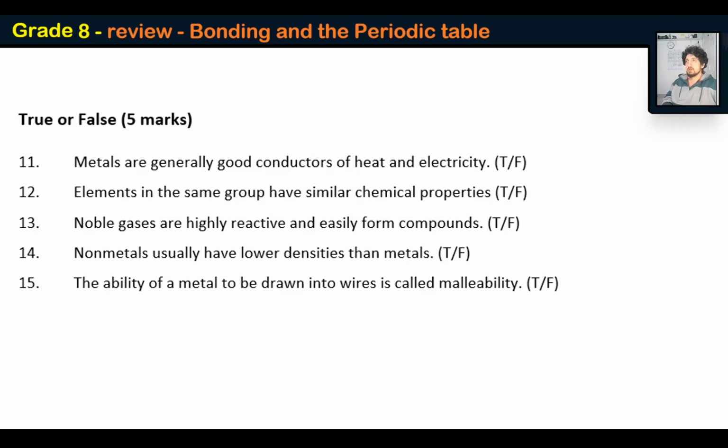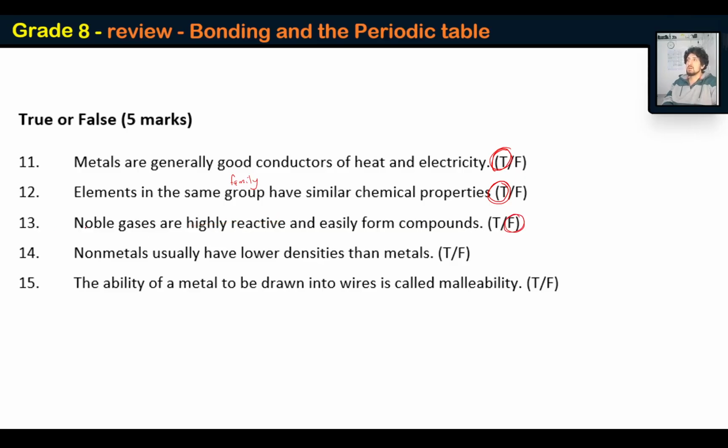Metals are generally good conductors of heat and electricity. Absolutely, that is true. Metals are good conductors of heat and electricity. Elements in the same group have similar chemical properties. That is also true. Same group, same family, same column. So remember, group is also known as family or column. Noble gases are highly reactive and easily form compounds. That is false. Okay, noble gases are actually not highly reactive. They are stable. So they're definitely not highly reactive.